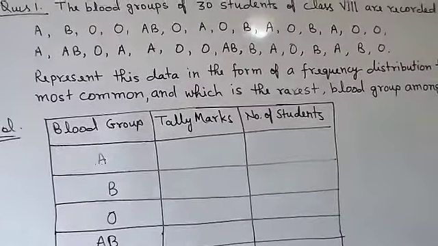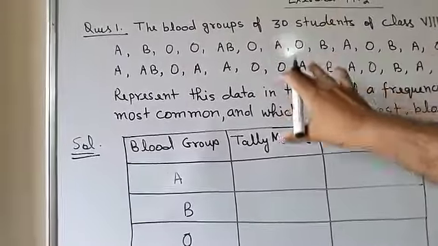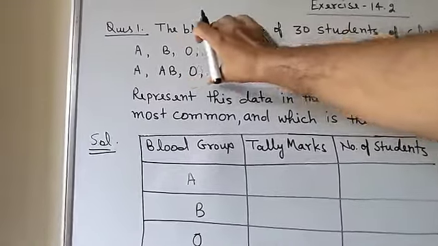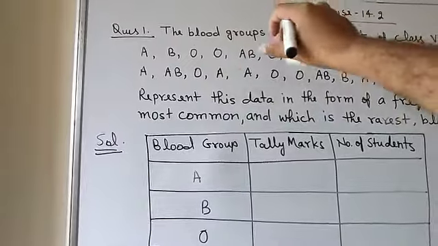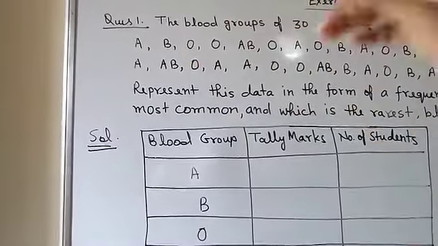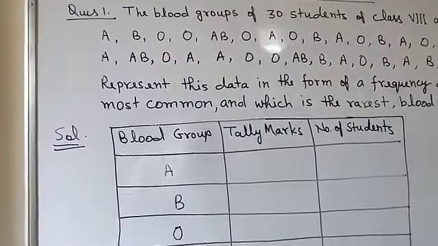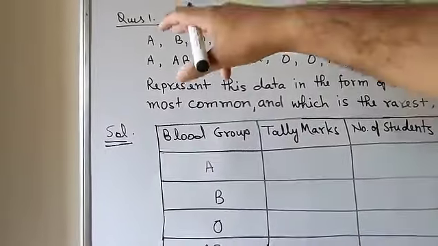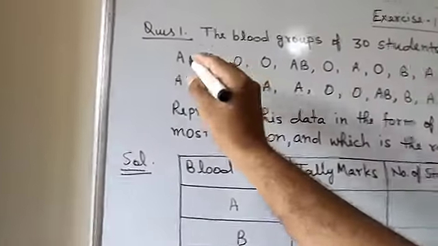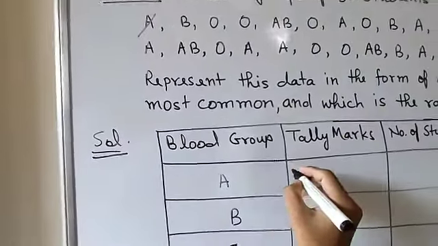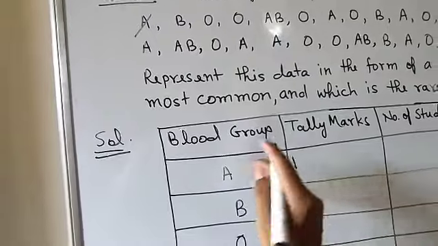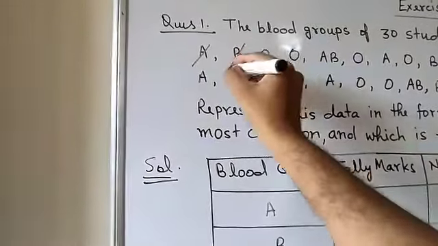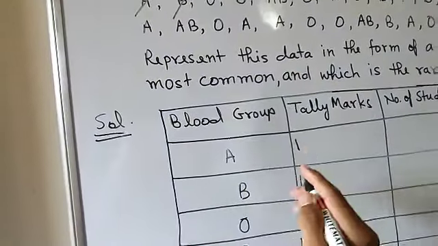Now students, if you are going to represent this type of data in a frequency distribution, lots of values are given here. So there may be confusion about which value has been represented and which has not. So it's better to take a pencil, and after representing a value in tally marks, you cut it one by one. For example, A. I am going to cut A here and draw one tally mark. It means blood group A is represented here. Now B. I cut it here and put one tally mark in B.